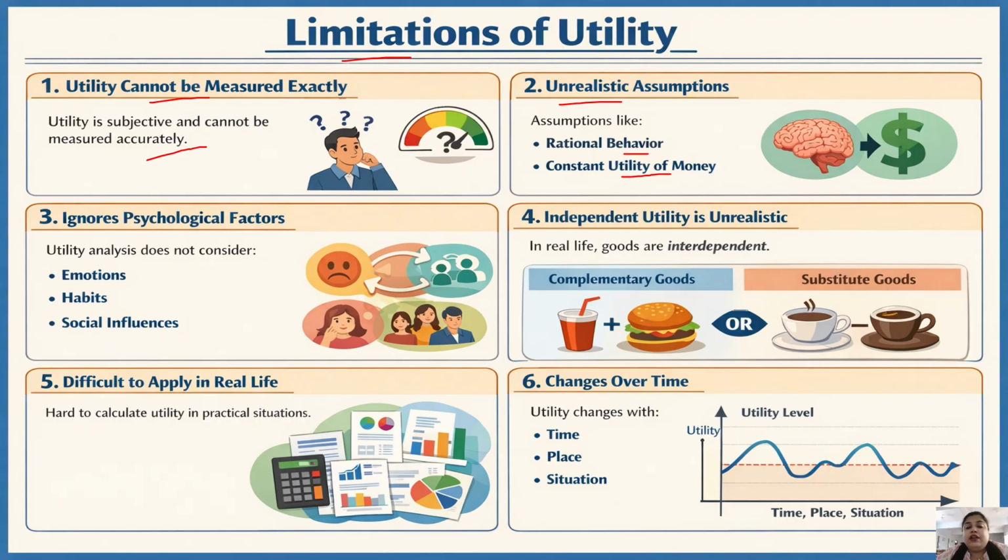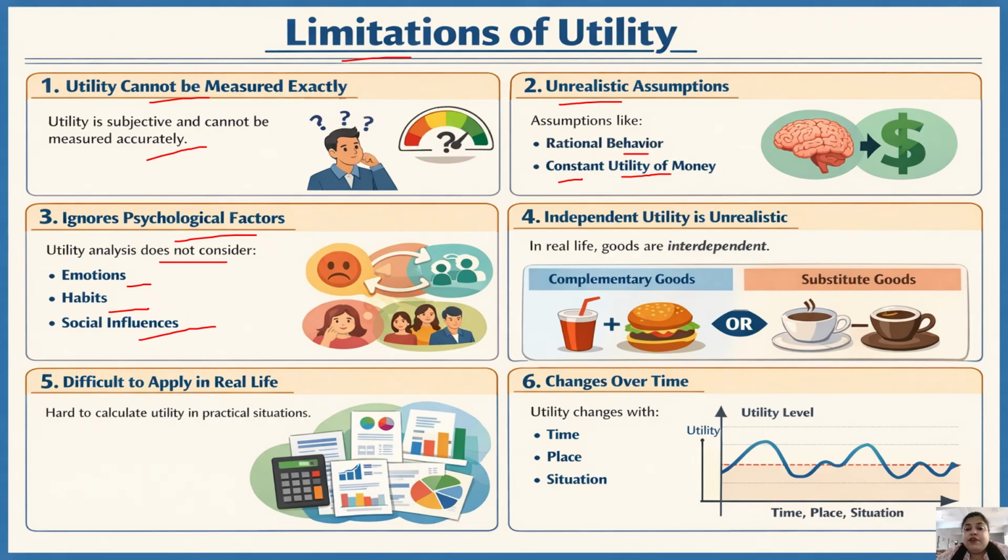Consumers may be irrational, and even when they select goods according to maximum satisfaction, we cannot say that consumer behavior is rational. And the next is constant utility of money. We cannot say the utility of money is constant. The next limitation is that it ignores psychological factors. Utility analysis does not consider the emotions, habits and social influences of consumers, which may affect demand. The next limitation is that independent utility is unrealistic.